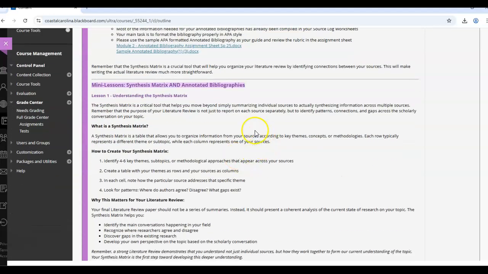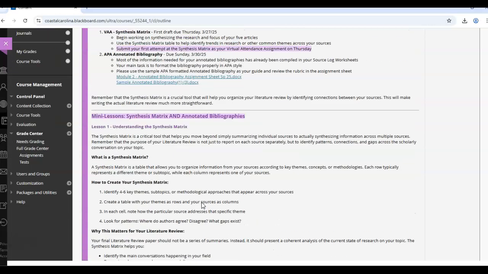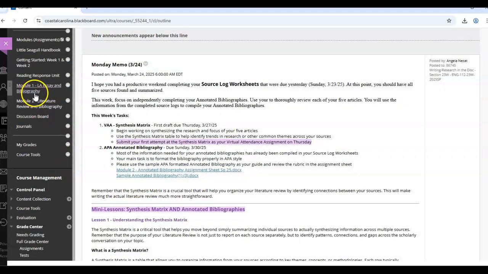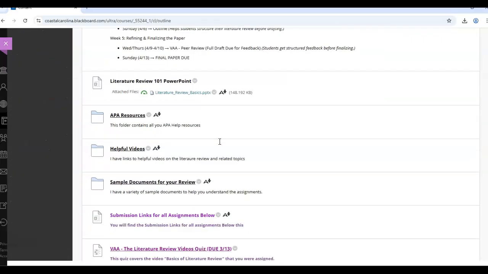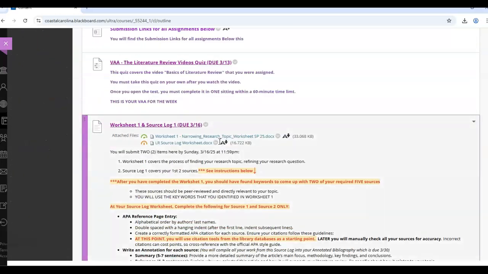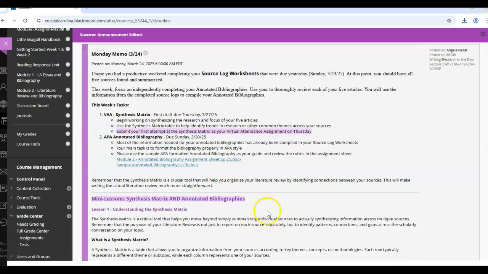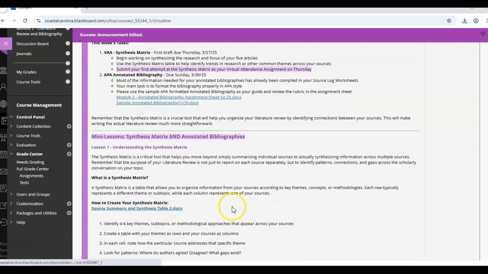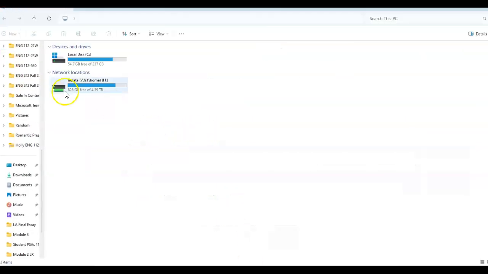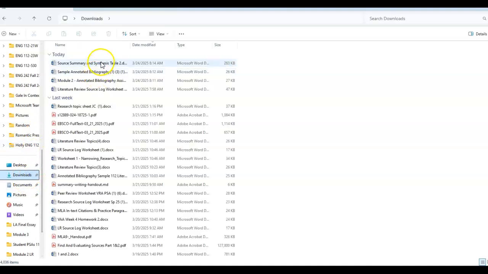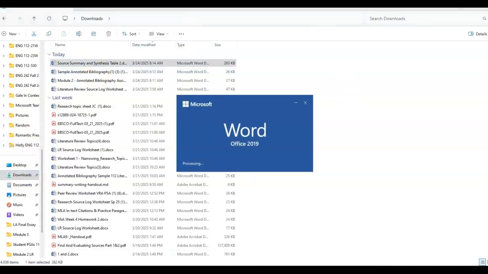All right, so you'll want to read this lesson on understanding the synthesis matrix. When you click over to Module 2, in fact, I will include it in your announcement, just so you know, FYI. Okay, so I just actually attached your synthesis matrix table to the announcement. So let me go ahead and open that for you, so we can talk about it.